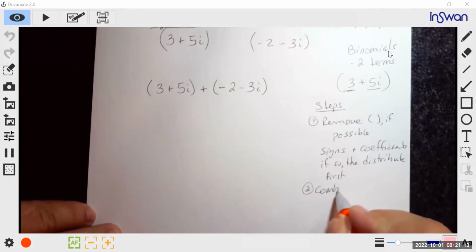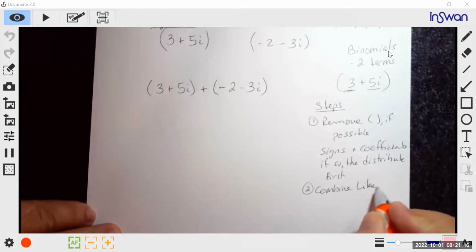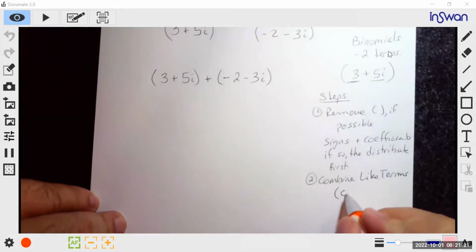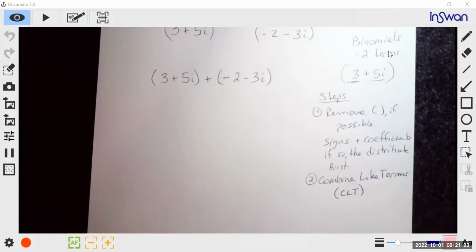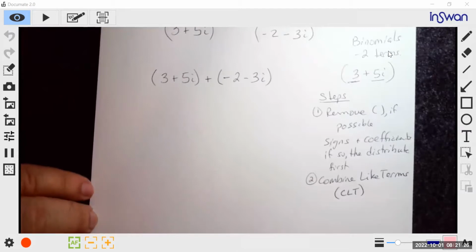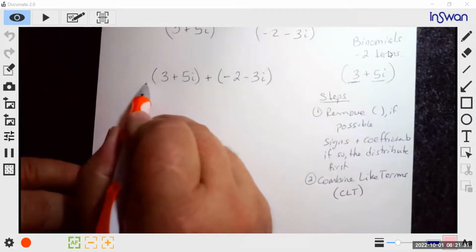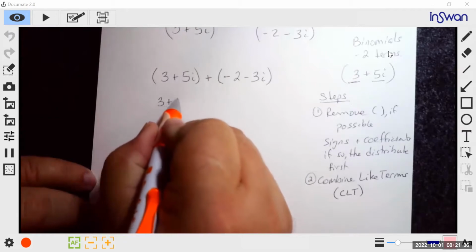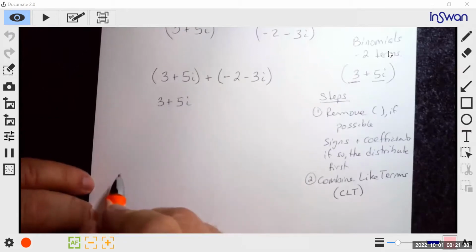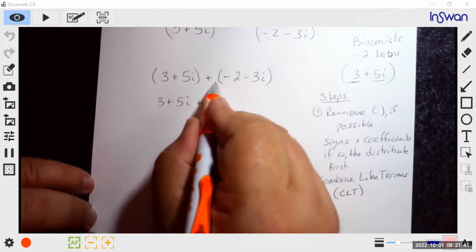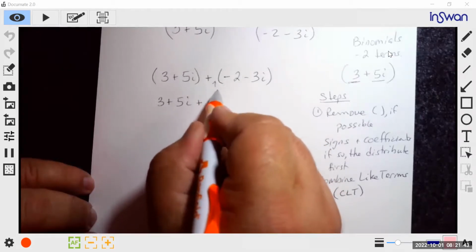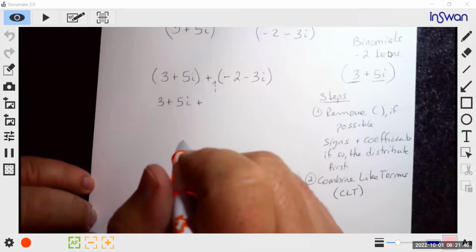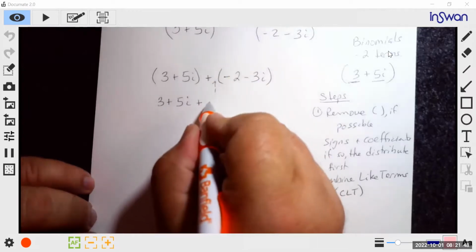Then combine like terms. Call that CLT, combine like terms. So in the first parenthesis, there's nothing in front. So we just drop the parentheses. And there's nothing in front of the second. Well, actually there is. There's an invisible one. And it's positive, so it's not going to change anything.